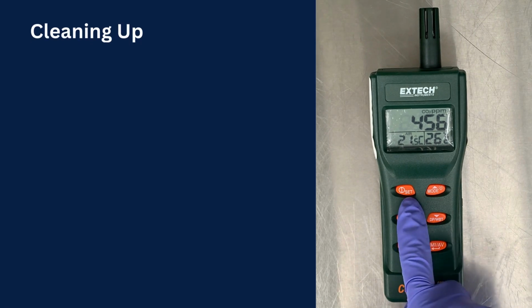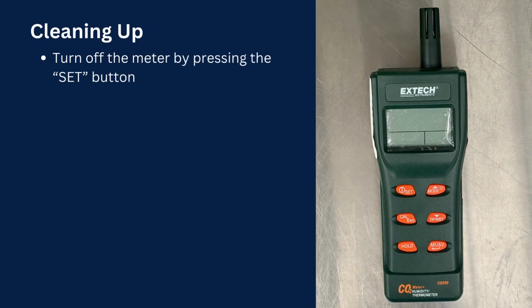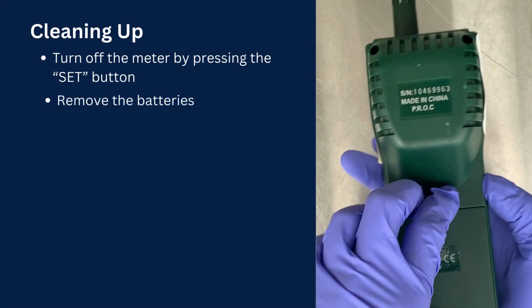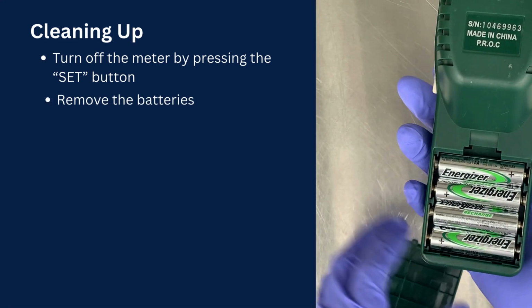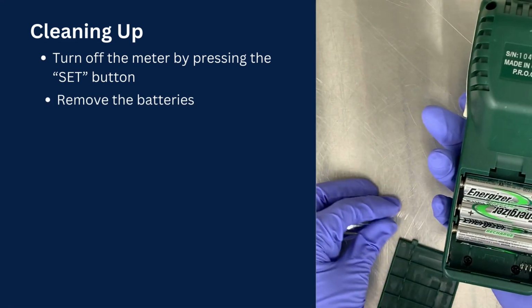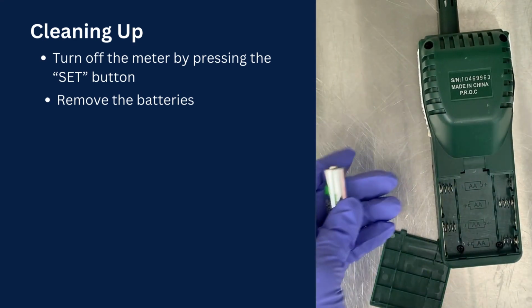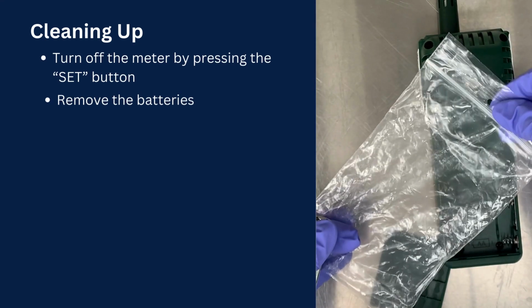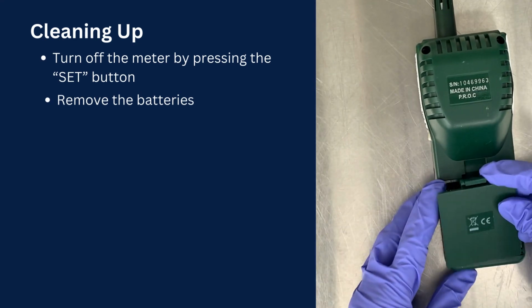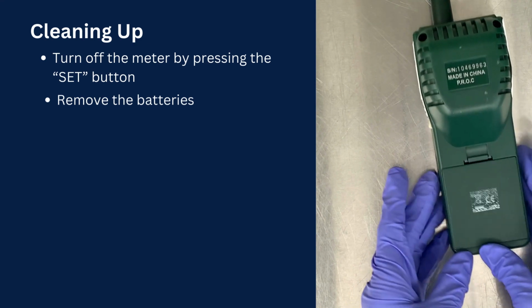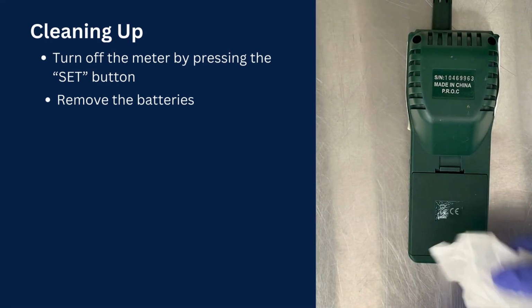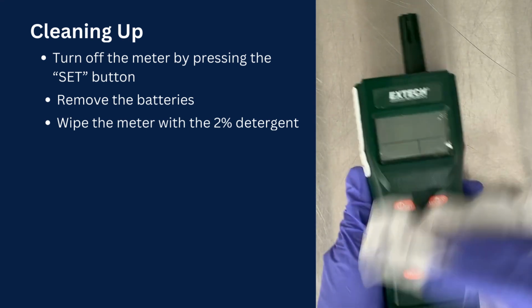Once you are done using the meter, you can first turn it off by pressing the set button. Then, remove the batteries and place them back into the plastic bag. Once the batteries are out, wipe the meter with the 2% detergent.